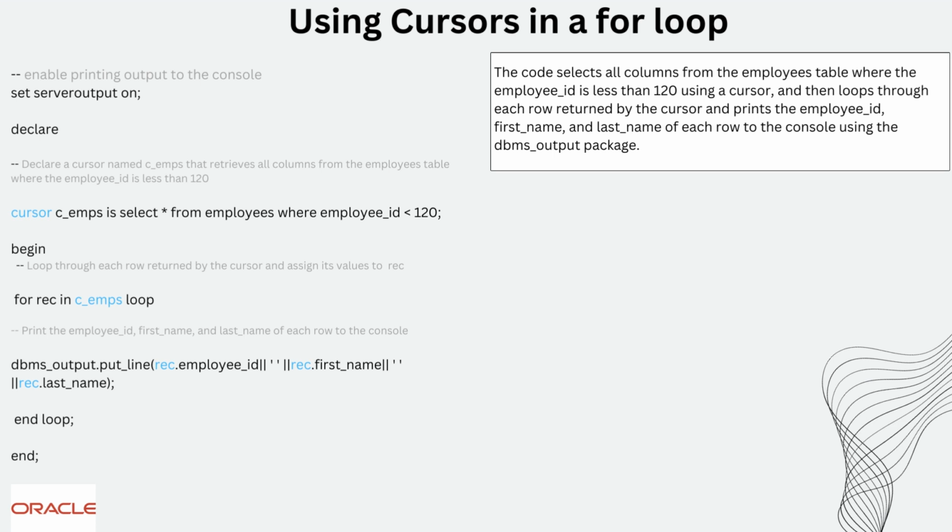Using cursors in a for loop. The code selects all columns from the employees table where the employee_ID is less than 120 using a cursor, and then loops through each row returned by the cursor and prints the employee_ID, first_name, and last_name of each row to the console using the DBMS_OUTPUT package.